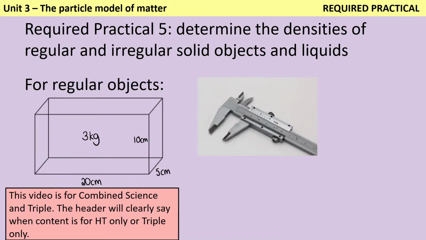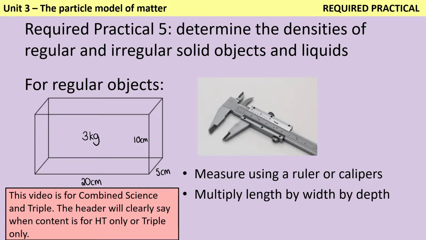For a regular object like a cuboid or a cube, you can measure the length and width and depth using a ruler, or to be even more precise, you could use calipers. Then you can calculate the volume by multiplying the length by the width by the depth. Or for a cube, you could just be given one length and you would use the same length 3 times. Then you calculate density by taking the mass that you measure on the balance and dividing it by that volume.